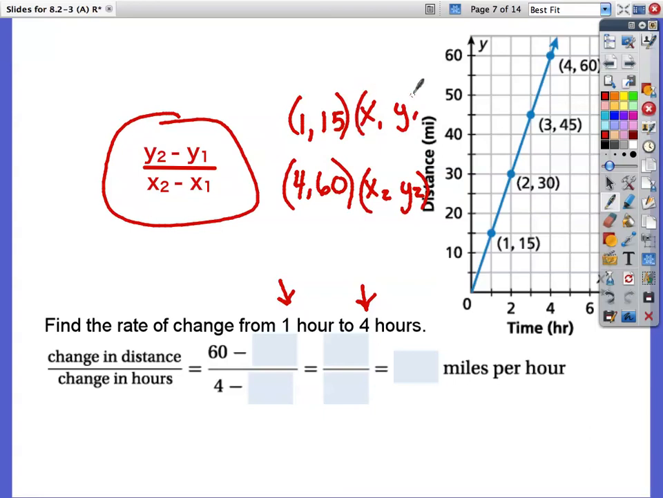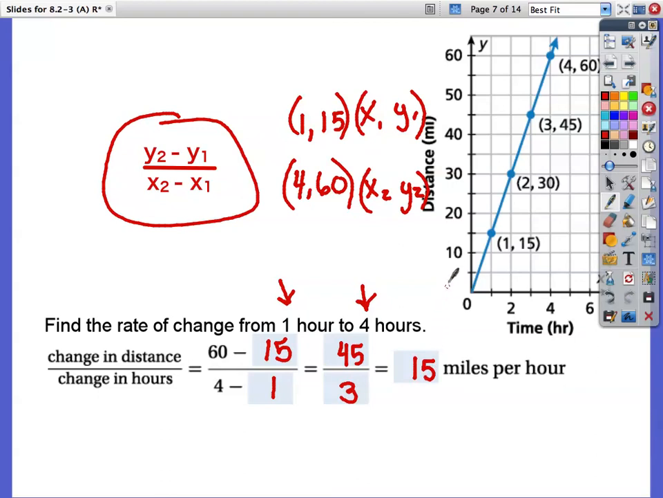Because when I read this graph left to right, this point, (1, 15), comes first. So those are going to be my first x and y, and my second x and y are going to be the last. I plug in the numbers again. y2 in this case was 60, and y1 was 15. My x2 is 4, and my x1 is 1. So I do the math here, and I get 45 over 3, and 45 divided by 3 is 15 miles per hour.